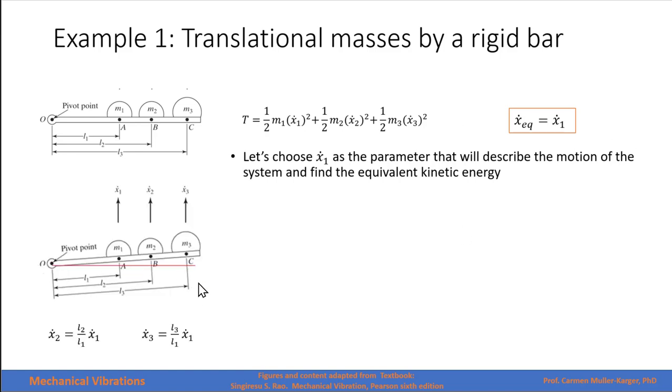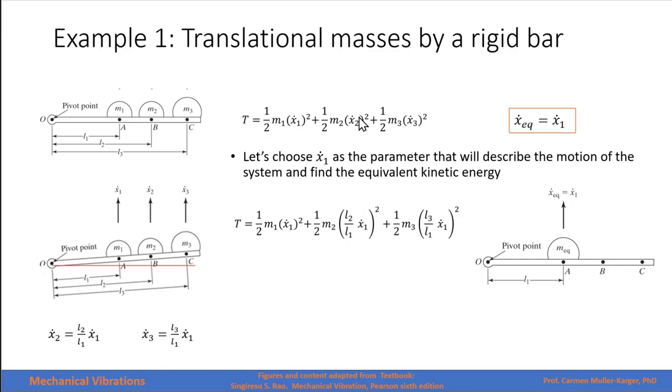So if we describe a system in a general position, we can express the displacement of the second mass in terms of the first mass by similar triangles, and the displacement and therefore the velocity also of the third mass in terms of the velocity of the first mass also by similar triangles. That will give me that I will place an equivalent mass of the whole system at the position 1, and I will call that the equivalent velocity of the system.